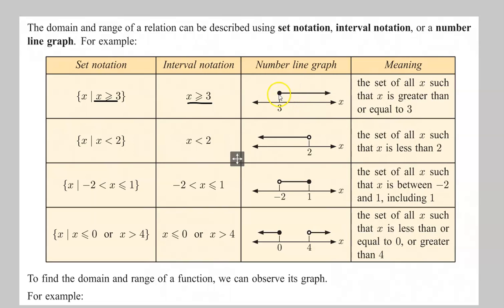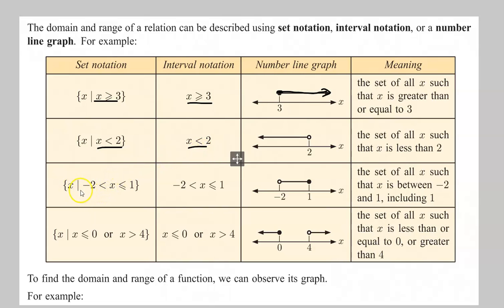And we could also draw this on a number line. You know, x is everything greater than 3. We could express that using this number line with this point and this line with an arrow, saying that x is everything to the right of 3. Set of all x such that x is greater than or equal to 3. All right, this one is x is less than 2. You can see that there's an open circle here and everything to the left of that.